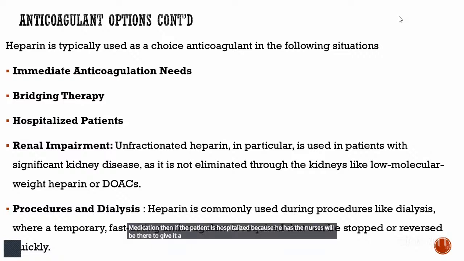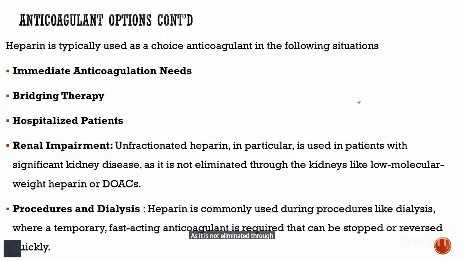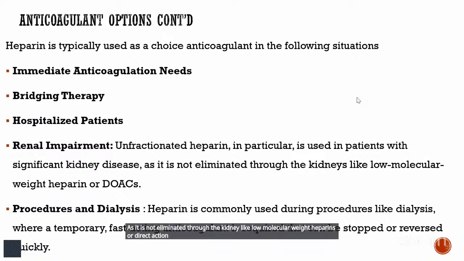If the person has a renal impairment, unfractionated heparin in particular is used in patients with significant kidney disease, as it is not eliminated through the kidney like low molecular weight heparins or direct oral anticoagulants. If you are also doing certain procedures and dialysis, you can also use heparin.